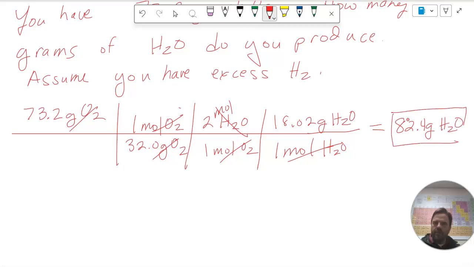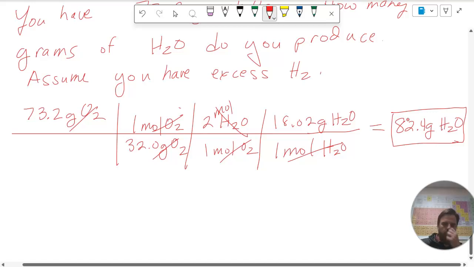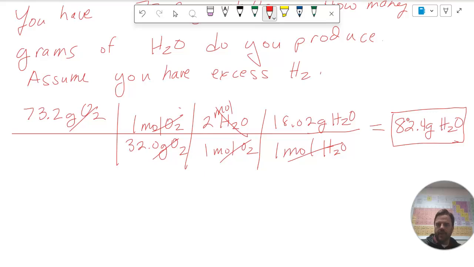So that is probably the most common type of problem you're going to work out, going from grams of substance A to grams of substance B. So be very comfortable with that approach.